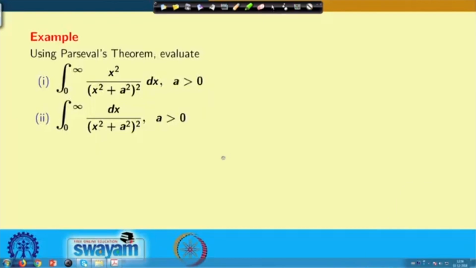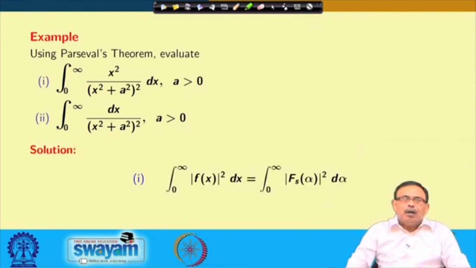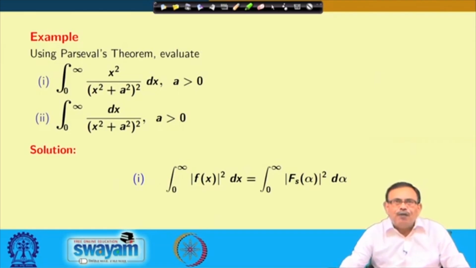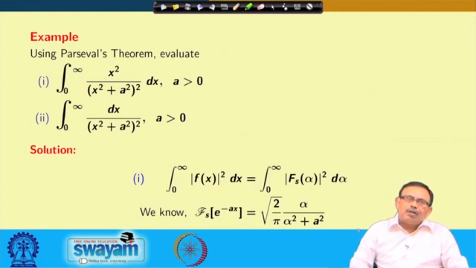So, let us see this one. This was my problem. In the first case, I know this theorem: integral 0 to infinity modulus of f x whole square dx equals integral 0 to infinity modulus of F s alpha whole square into d alpha. Once I know it, from here I know this thing also. Now, you may ask me the question, suddenly from where did you get this e power minus a x? You are just finding out the Fourier sine transform of e power minus a x.